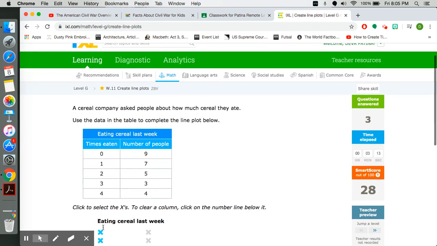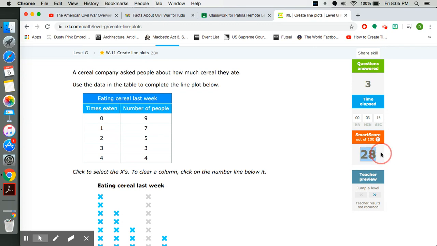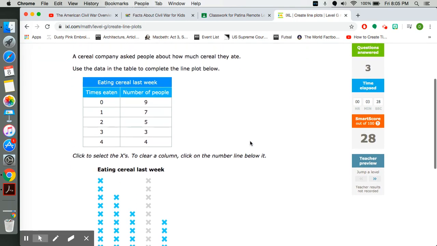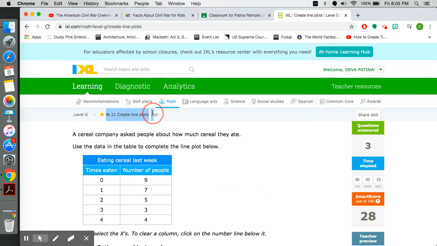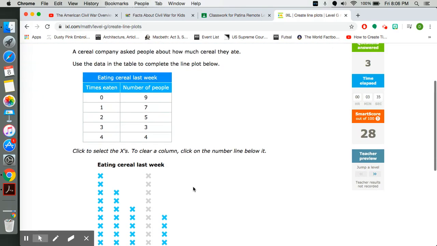Submit. And I just want you, those of you that are online, do this until a SMART score of 70. Those of you that are doing the packets, just do the problem or the worksheet that's accompanied in the packet. And then instead of doing the other worksheet on line plots, you can do this iXL skill. And it is a W.11 create line plots. And it's kind of a fun one to do.